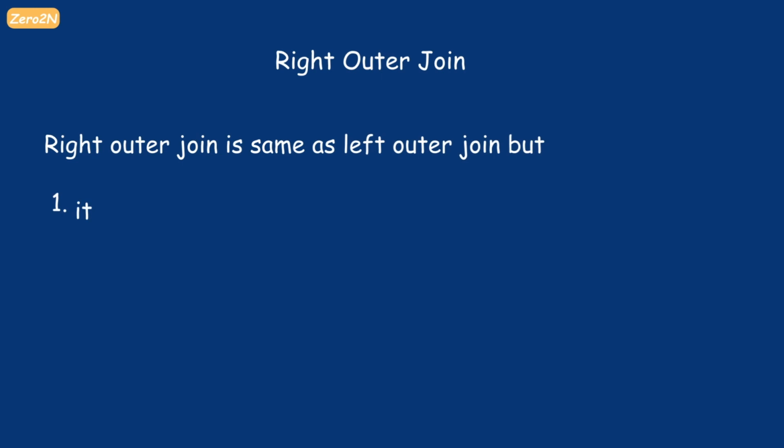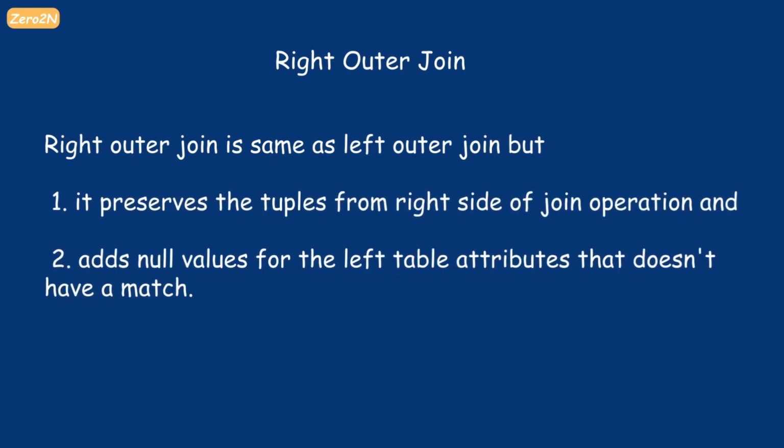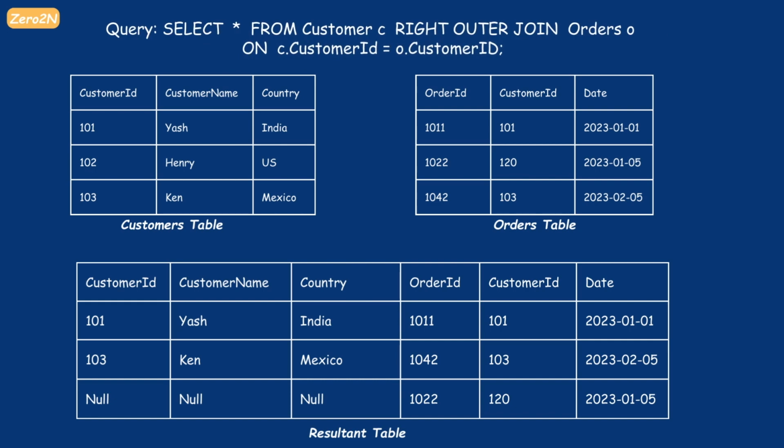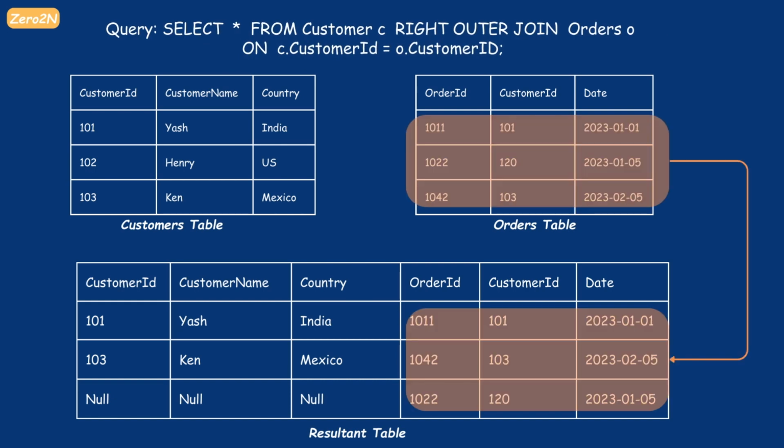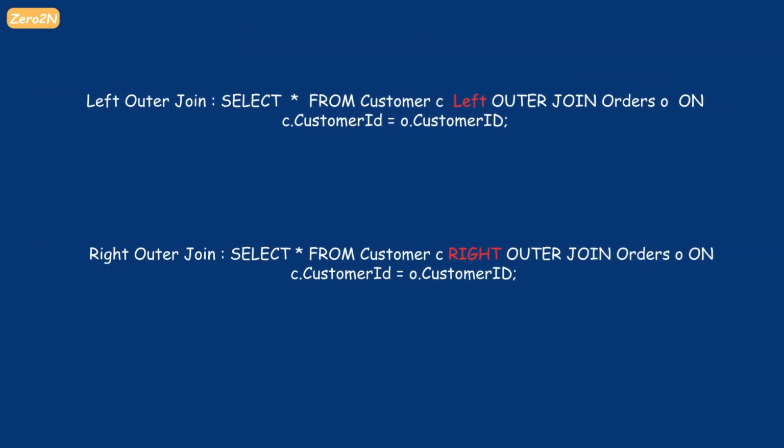Right outer join. Right outer join is same as left outer join, but it preserves the tuples from the right side table of join operation and adds null values for the left table attributes that doesn't have a match. So the resultant relation from the right outer join will have all the records from the right table and matching records from the left table. The non-matching rows from the left table will have null values. The query for right outer join will look same as left outer join query, but just we need to change the keyword left to right.